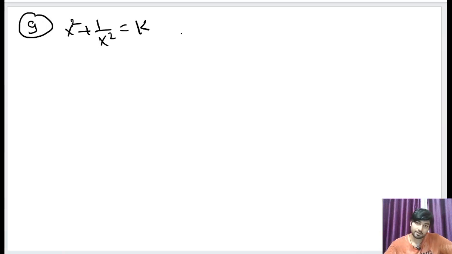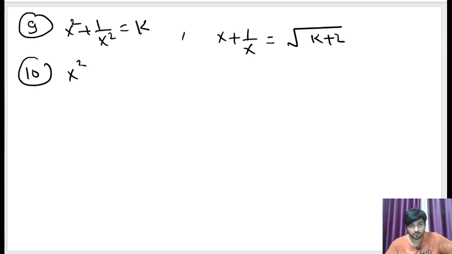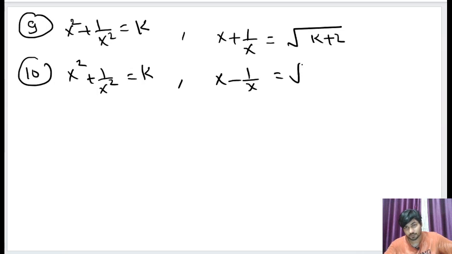Now let us go to formula number 9. Formula number 9 is, if x² + 1/x² is given as k, then x + 1/x will be nothing but √(k + 2). Don't worry, I'll explain this again. And formula number 10 is, if x² + 1/x² is given as k, then x − 1/x is given as √(k − 2).